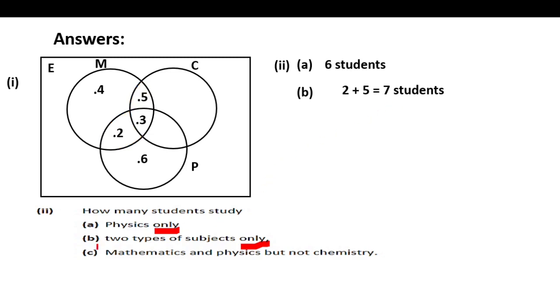All right. Then C says mathematics and physics but not chemistry. So how many students study mathematics and physics but not chemistry? They study mathematics and what? Physics, not chemistry. So where are they? They are here. These study mathematics and physics only. So there are 2 students.